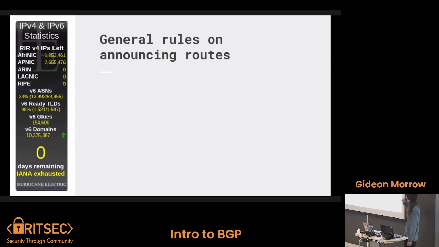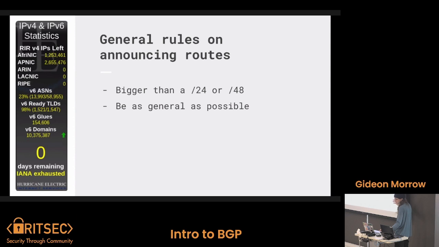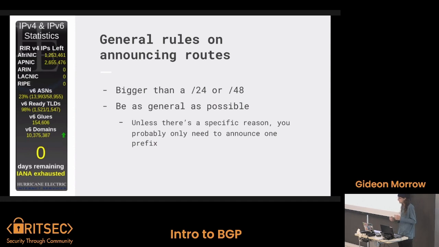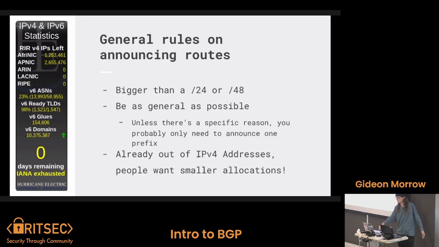Now, let's say you want to announce your own routes, and you can. It has to be no more specific than /24 for IPv4, so that's, again, the first octet can be anything and the last 3 are set, or no more specific than /48 for IPv6, because it goes to 128. Be as general as possible. Don't announce 10 things that could be simplified into one thing. So aggregation. Unless there's a reason you need to be more specific, you probably only need to announce one prefix.